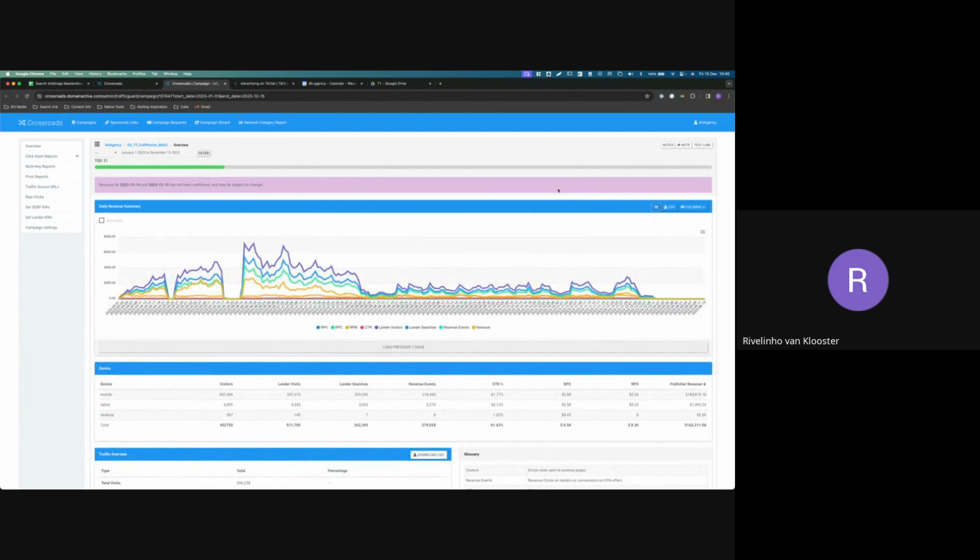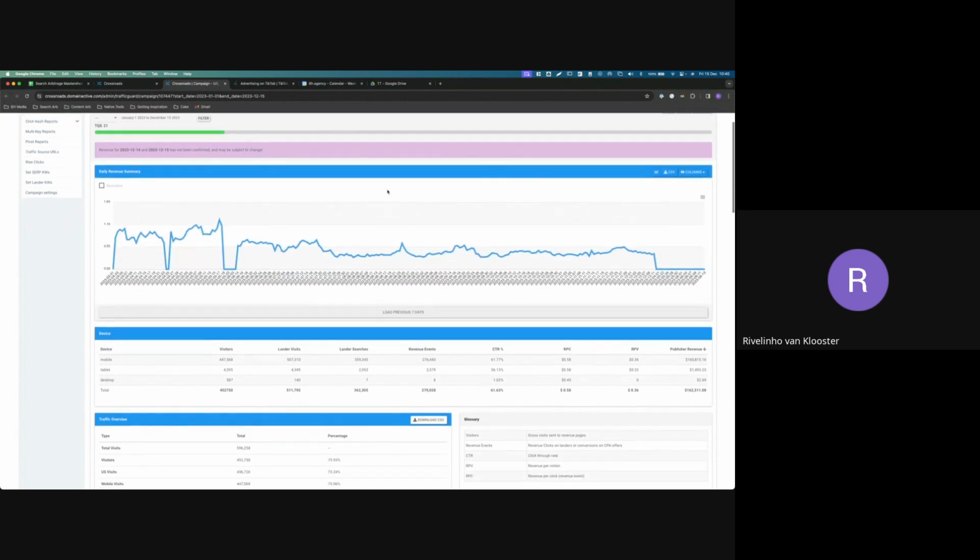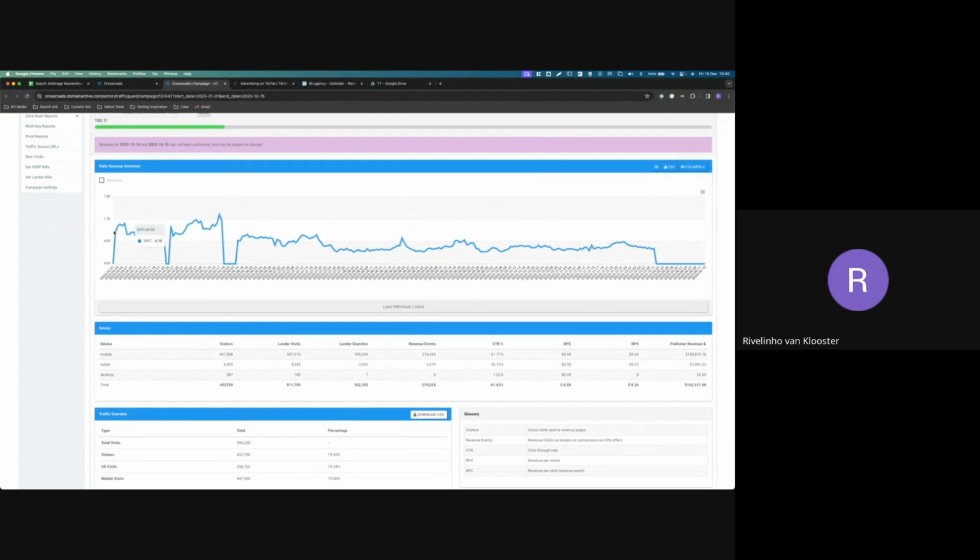Even graph-wise, let me just get rid of the visitors. The only thing that is interesting for us at the moment is the RPC, just to show you how it looks. And so you can see how high it was, right? It was almost around $1 RPC. That's a ridiculous amount, that's high.